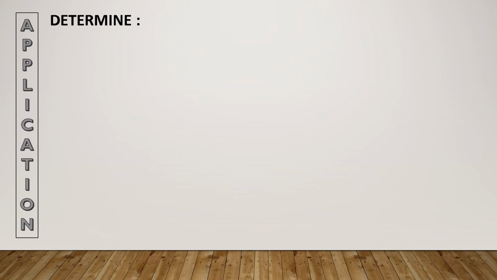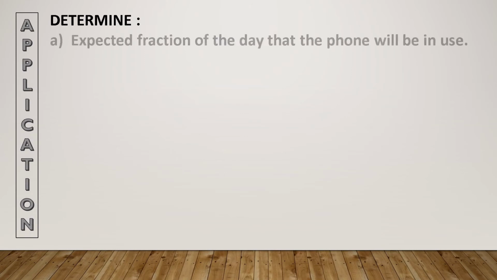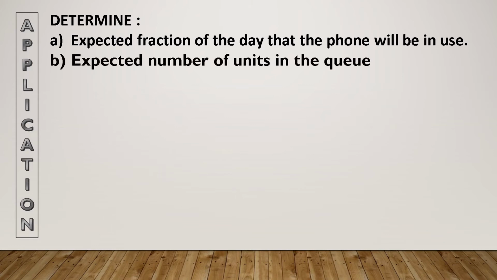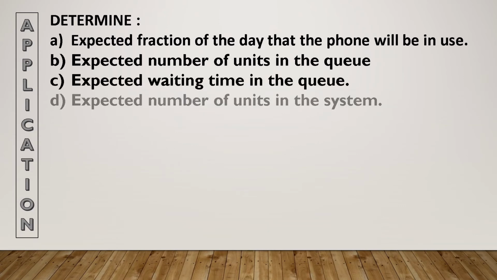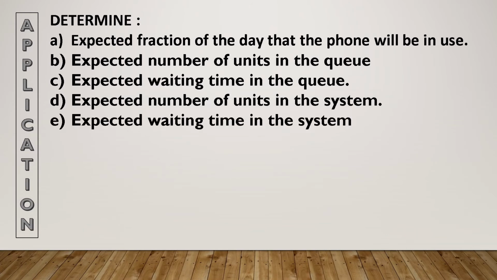Based on the scenario, we need to determine the following. First, expected fraction of the day that the phone will be in use. Next, expected number of units in the queue. Next, expected waiting time in the queue. Next, expected number of units in the system. Next, expected waiting time in the system.